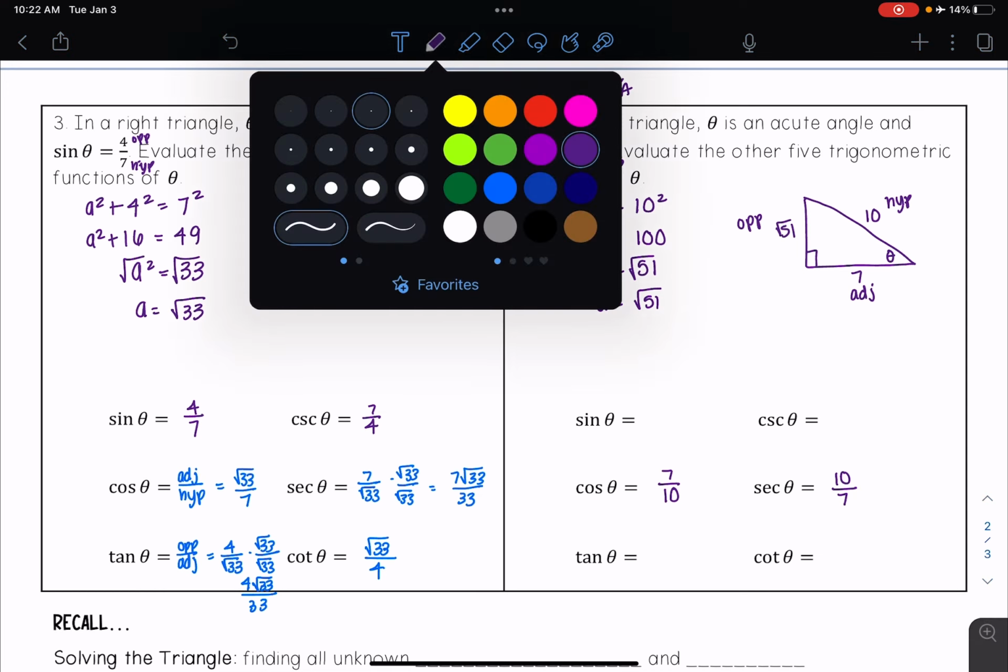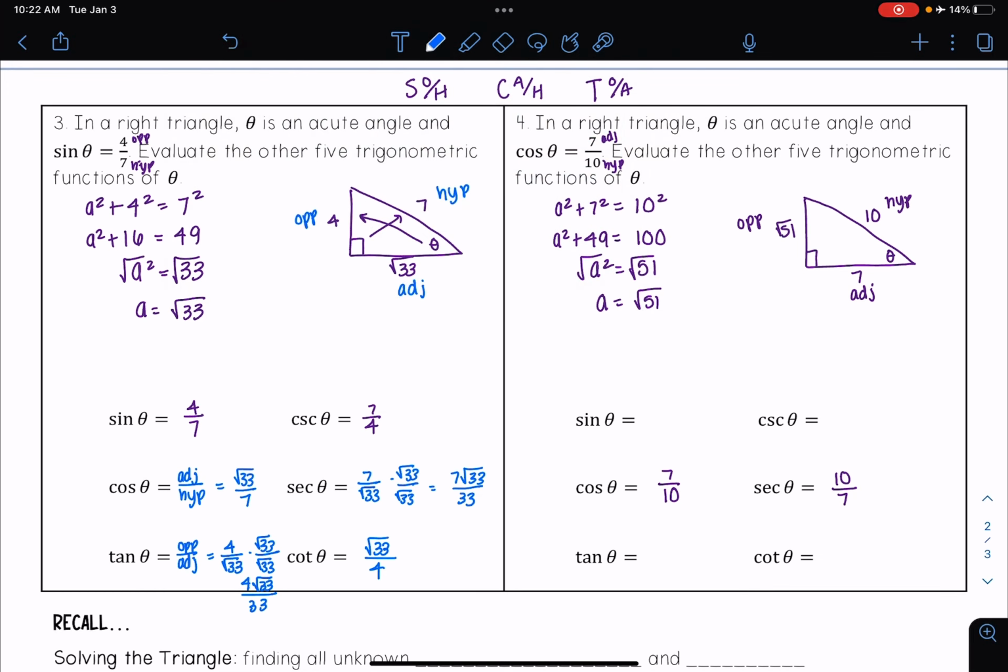Now I can go ahead and fill out the rest of these. Sine, that's SOH, opposite over hypotenuse, so that's going to be the square root of 51 over 10. And then tangent of theta is opposite over adjacent, and so that is going to be the square root of 51 over 7.